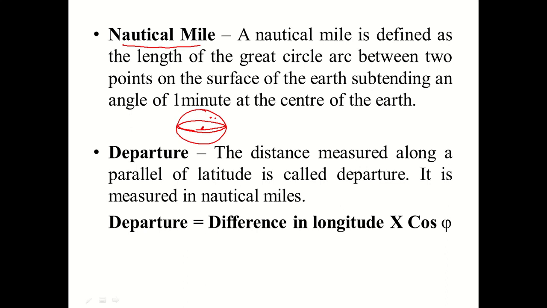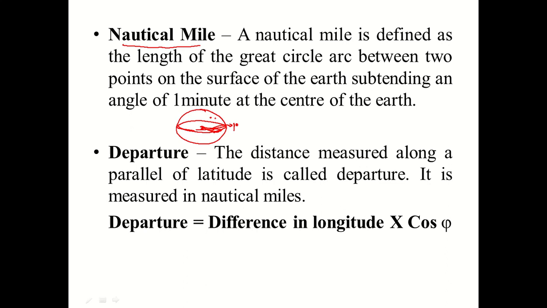Terrestrial equator is drawn here. This is the center. Suppose we consider a point on the surface here and another point here, and this is the radius and this is also the radius. Now if this angle is 1 minute, then this distance will be 1 nautical mile.